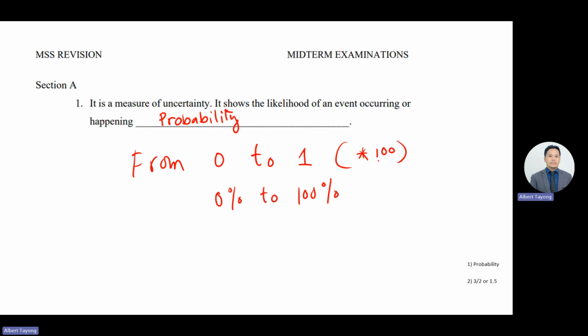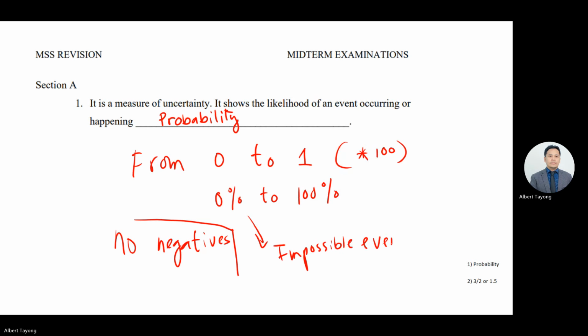So there is no negative. We don't have values which are negatives. And we don't have values after 1 or after 100%. So the lowest is 0% or 0. We call this an impossible event. 100% or 1 is called a sure or certain event. So we are very certain that that particular event is going to happen.